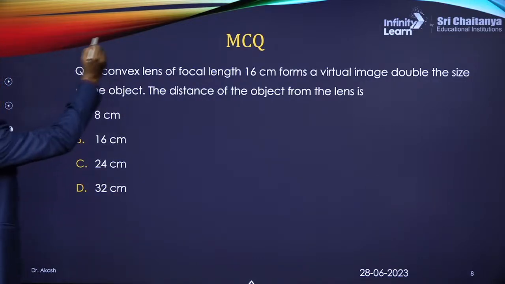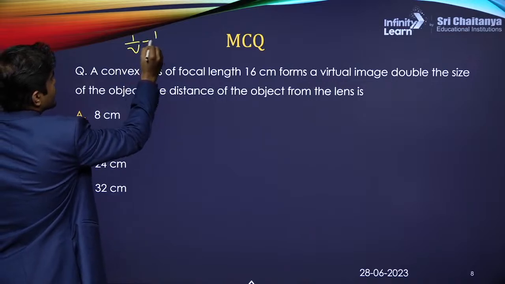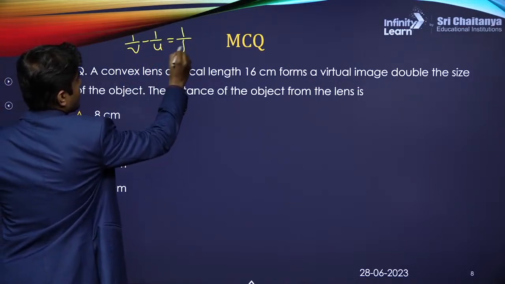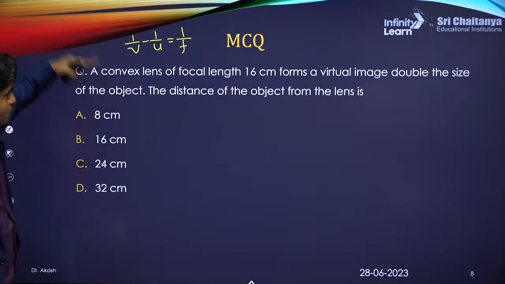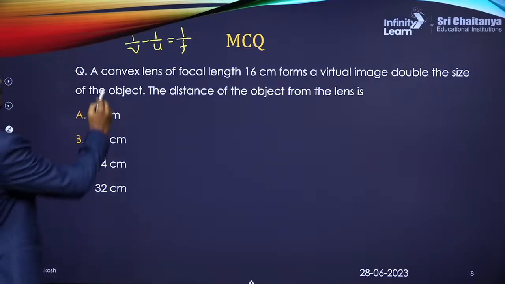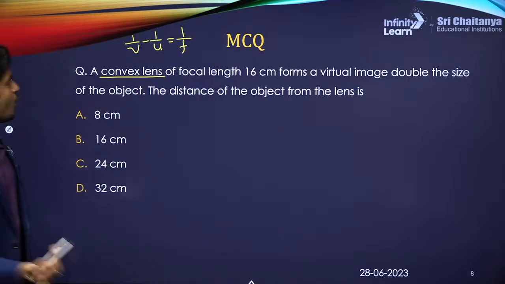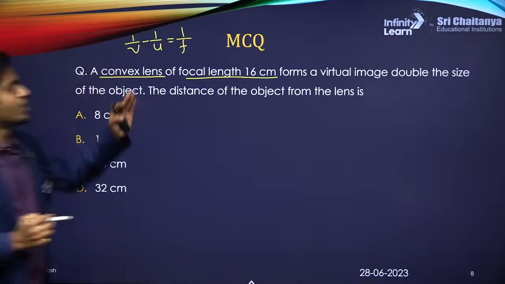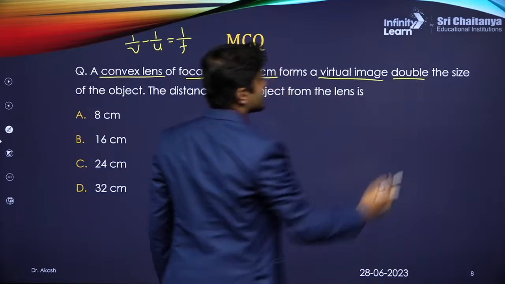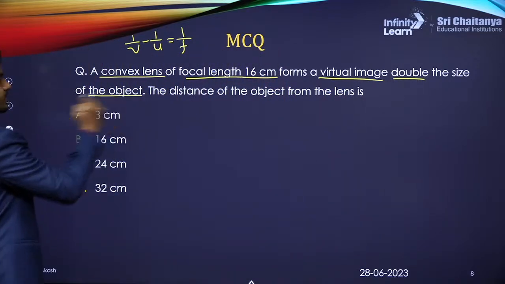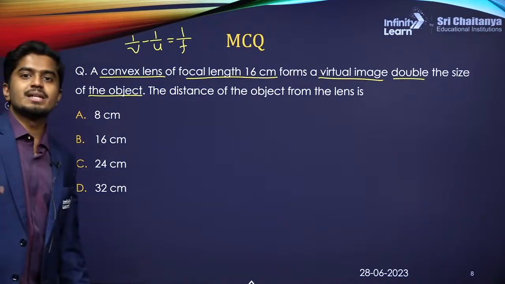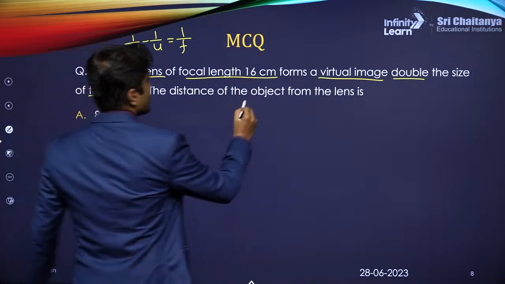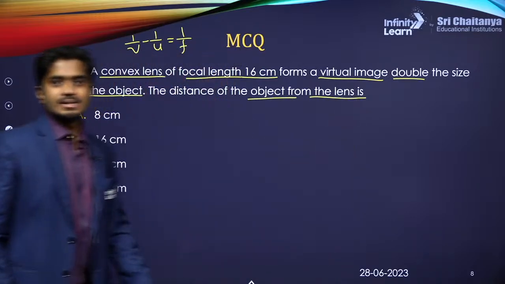Okay. Now there is a question. I'll write down the lens equation here: 1 by V minus 1 by U is 1 by F. We have to use this lens equation to solve this problem. Try to solve. I'll read the question for you. A convex lens of focal length 16 centimeter forms a virtual image double the size of the object. The distance of the object from the lens is?